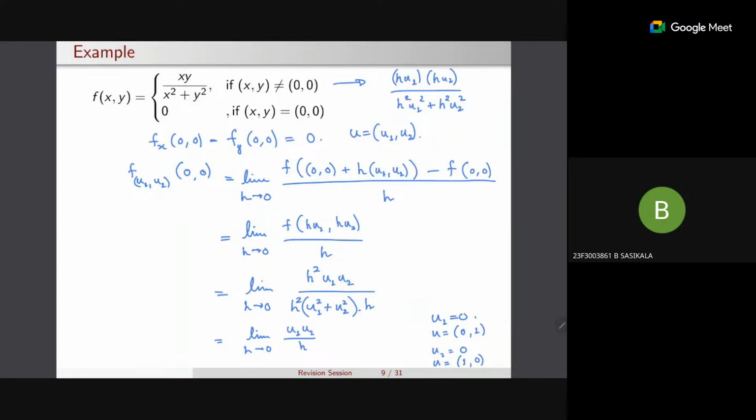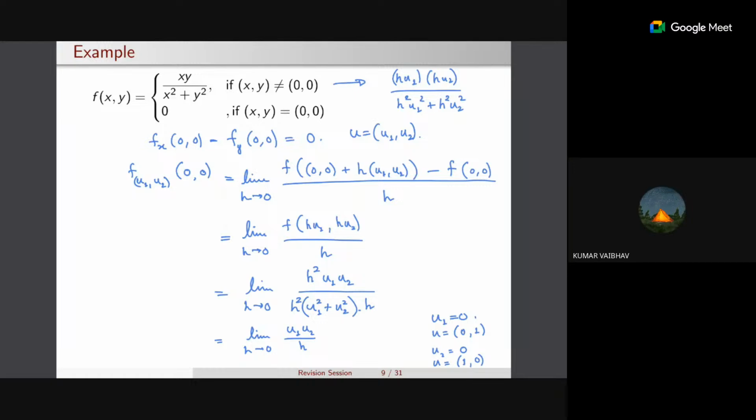I substituted hu1, hu2, and then I simplified the expression to this thing. Is this simplification part clear for everyone? Yes, sir. Now to analyze whether the limit exists or not: if u1 is equal to 0, this entire quantity is always 0, irrespective of the value of h. So that will tend to 0 itself as h goes to 0.